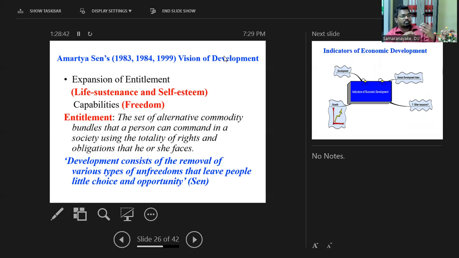This is highly applicable for the Indian context, of course. Even think of Sri Lanka, even think of countries who are still struggling to develop. It seems like these things are, of course, lacking in these societies. So we need to remove unfreedoms. We need to improve freedom, and that means we give more choices and opportunity for people, right?